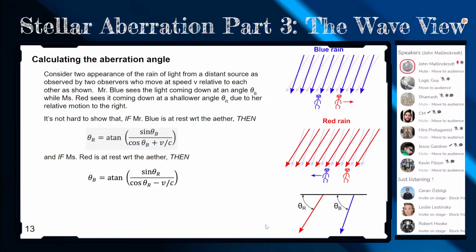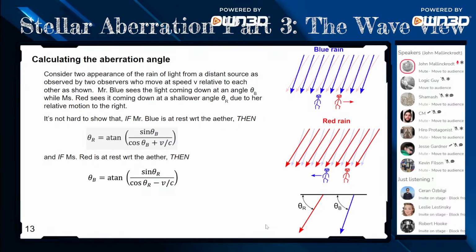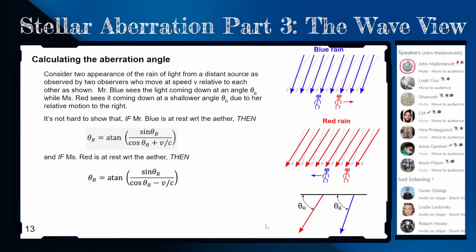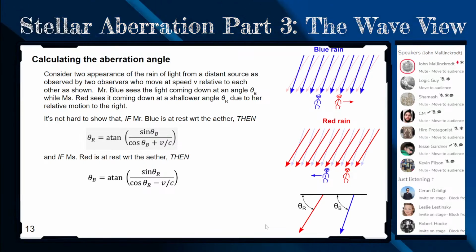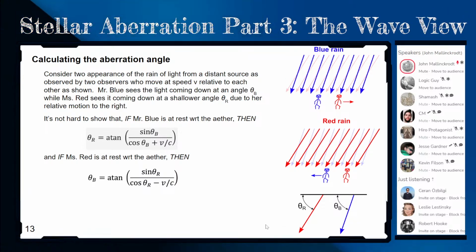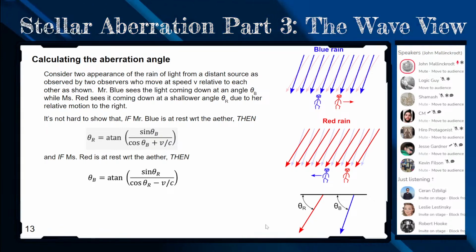And then there's a red guy who's moving to the right relative to the blue guy. So I've shown what it looks like from the blue guy's reference frame. And right down below, I'm showing what it looks like from the red guy's reference frame. If the red guy is the stationary one, then he's going to see the blue guy moving to the left. And because of his relative motion, he's going to see the light coming down at a shallower angle than the blue guy did. I guess I should have said not sharper. It's coming down at a shallower angle, not a steeper angle.